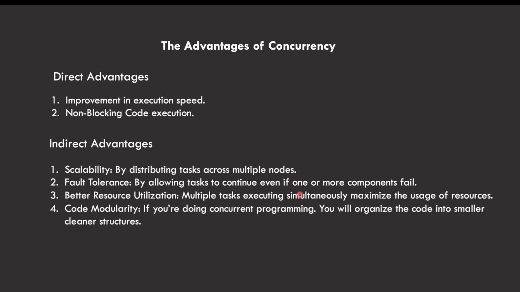We have code modularity. Now this is a very indirect advantage, because if you're doing concurrent programming, chances are that you will organize your code into much cleaner structures, better functions, smaller units, right? Because there's only a specific part that you will make concurrent, so you will organize it better. So this is actually a programming practice that you will end up doing when you're doing concurrent programming. You have an overall better performance of code because of all the above mentioned reasons. So these are the indirect advantages.